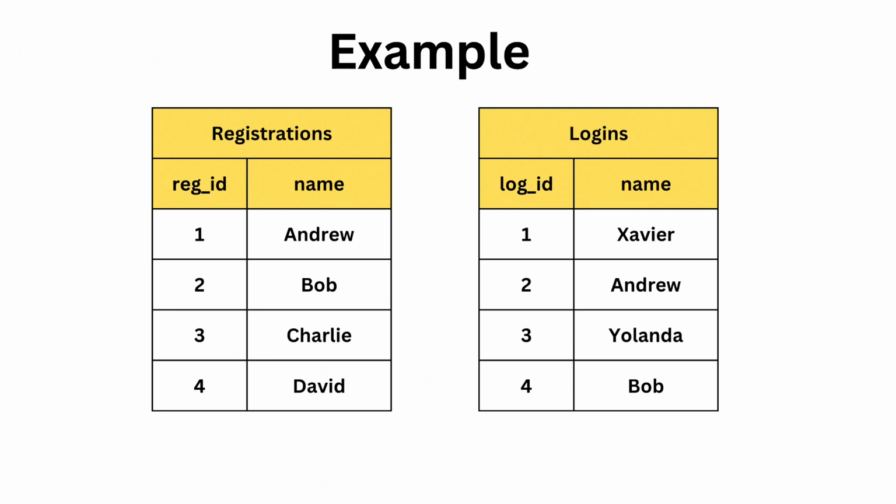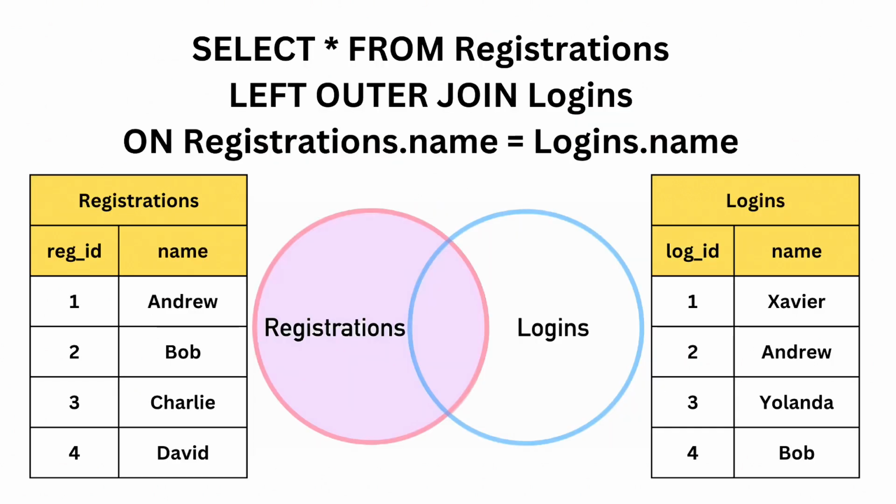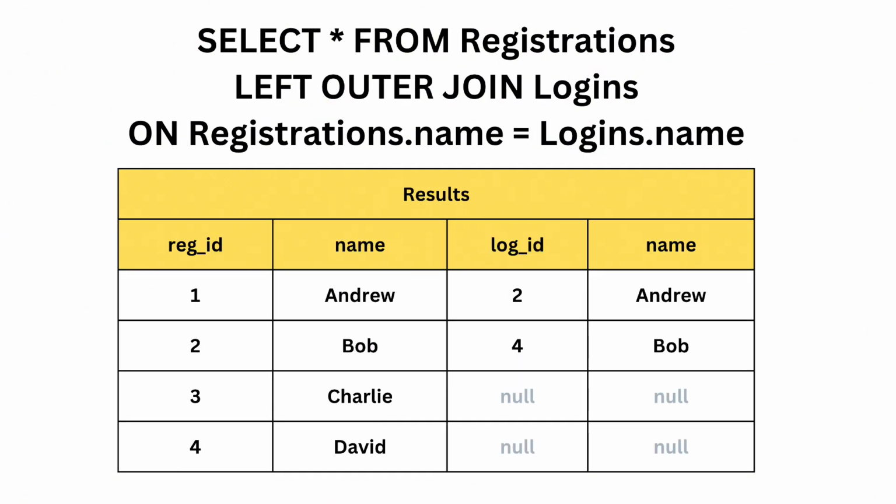So let's explore a left outer join with our two example tables. Here we have registrations and logins. So what we're going to say here is select everything from registrations, perform a left outer join on logins on registrations.name equal to logins.name. And what does this actually look like? Well, it's going to return the following. Recall that we're going to grab everything from the registrations table, and if there happens to be a match with the logins table, we'll go ahead and return it. If there is no match, we're still going to grab that information from the left-hand table, which is registrations, but because there's nothing in table B for it, we're going to fill it in with null.